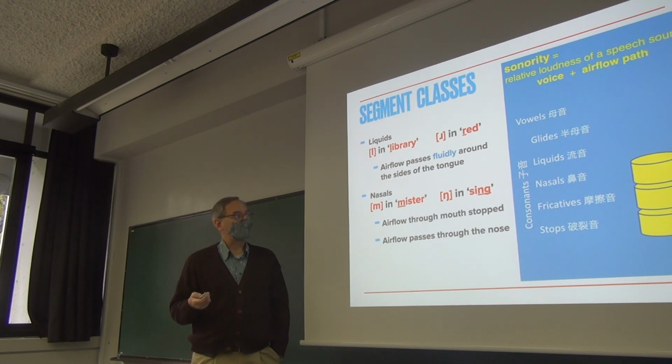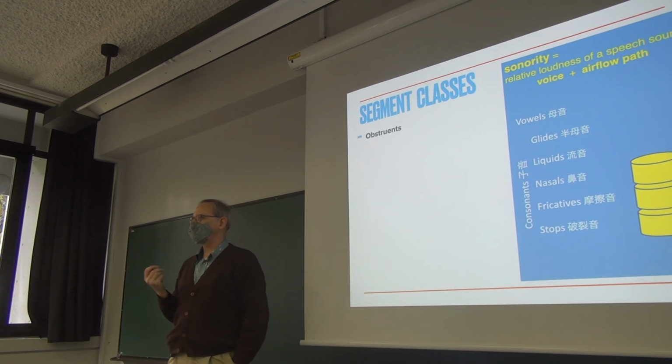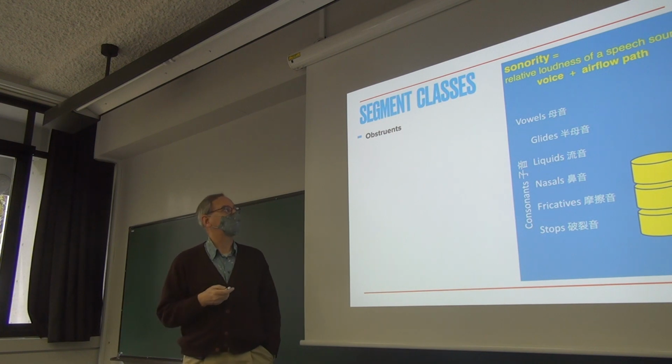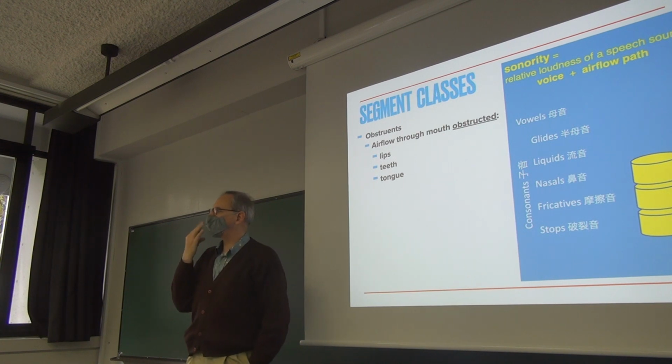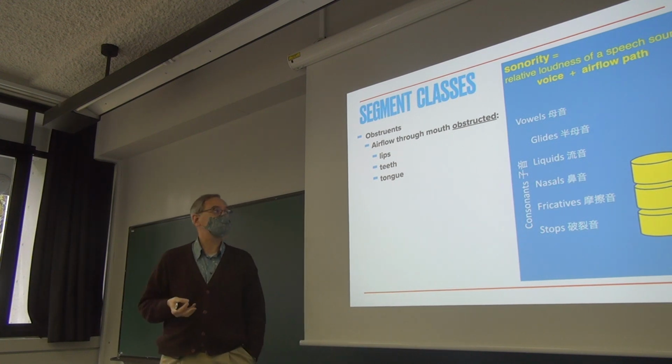And that brings us to the last class, which is called obstruents. This is a term from phonetics only. There's no other use of this word in English. It's a kind of technical word, and it refers to obstructing the airflow at some place in the mouth. Maybe at the lips, at the teeth, at the back, someplace.